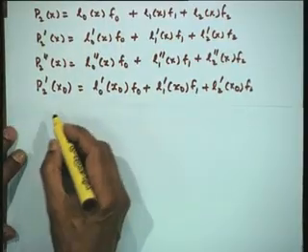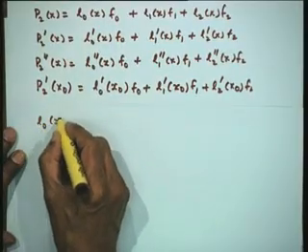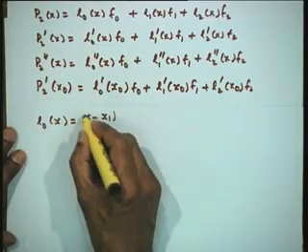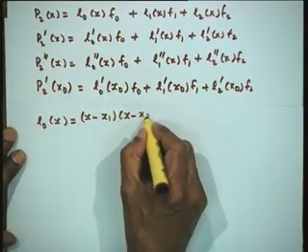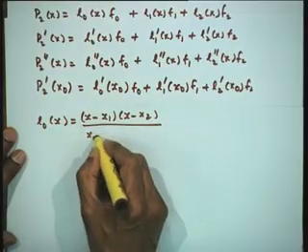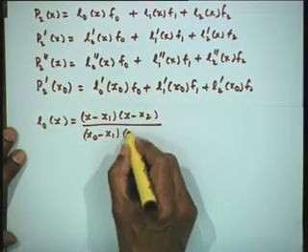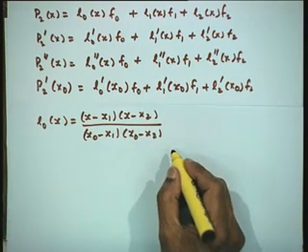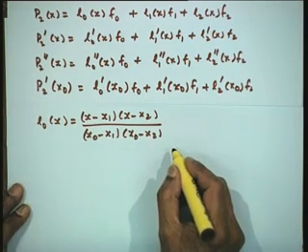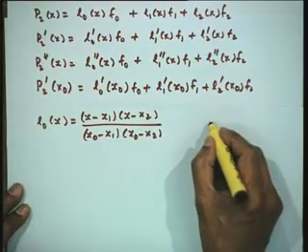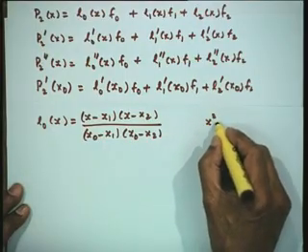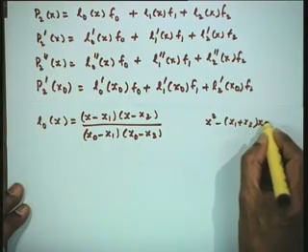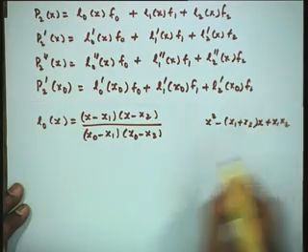Now, let us write down the expression for L0(x). L0(x) is equal to (x minus x1)(x minus x2) divided by (x0 minus x1)(x0 minus x2). Let us write down the expression for the numerator. The numerator is x squared minus (x1 plus x2) x plus x1 x2. So, that is our numerator.